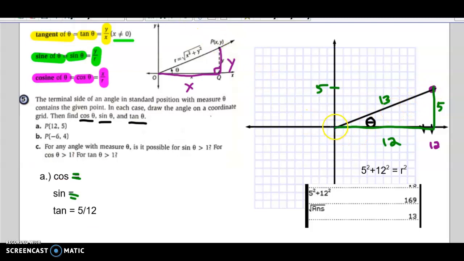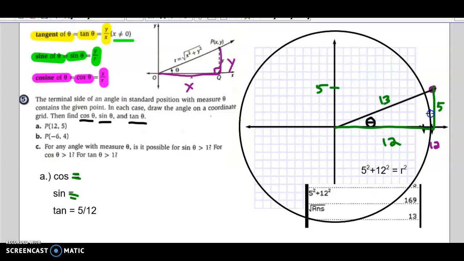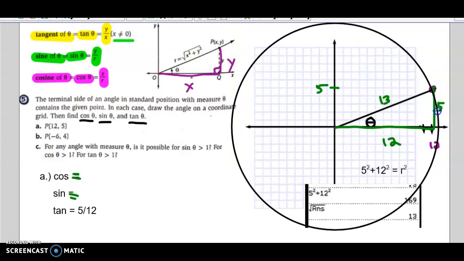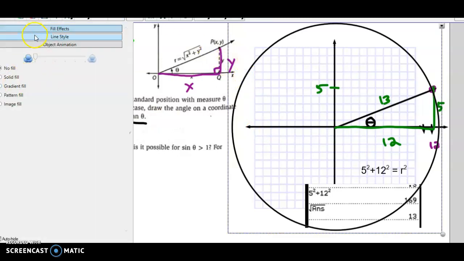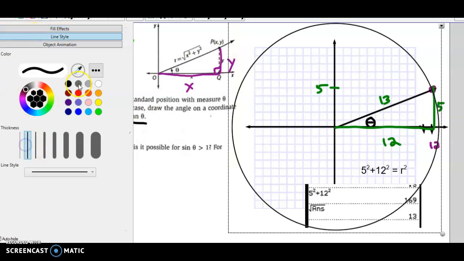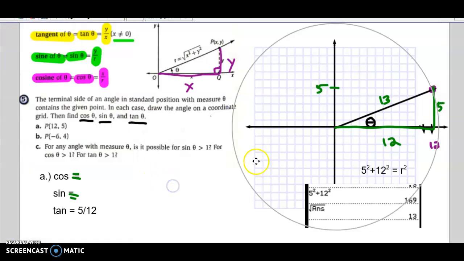So if this were a point on a circle, which we'll talk about in just a minute, that would be the radius. You guys see it? That would be our radius. Let's make that a pretty color. Okay, so that's our radius right there. And we determined that our missing side, our radius, would be 13.